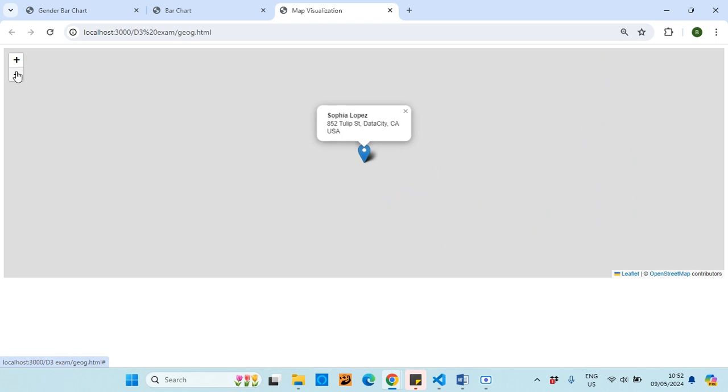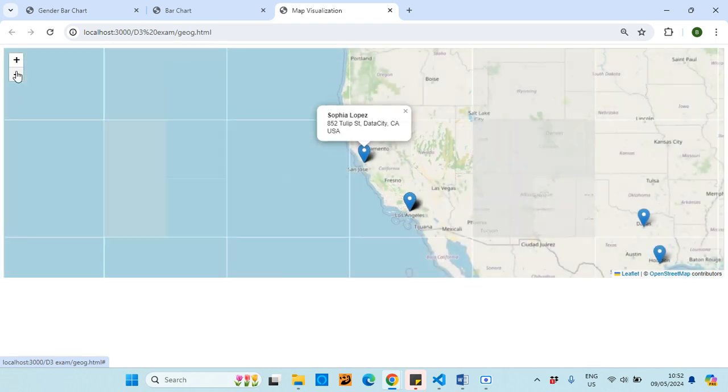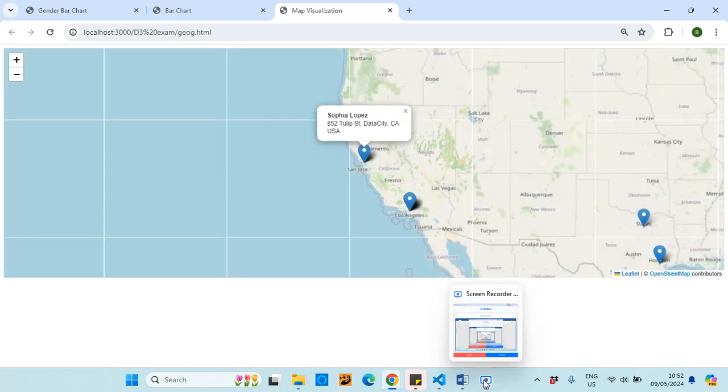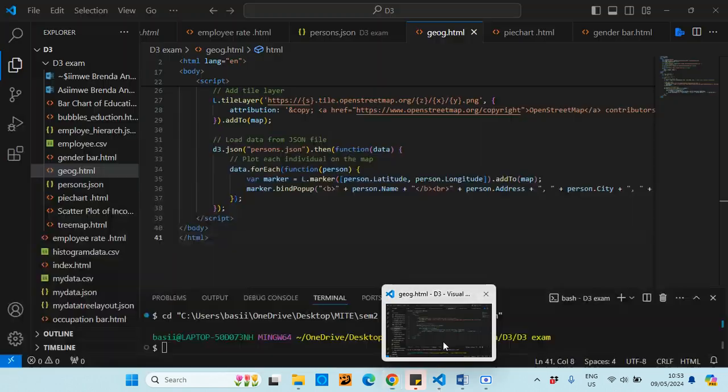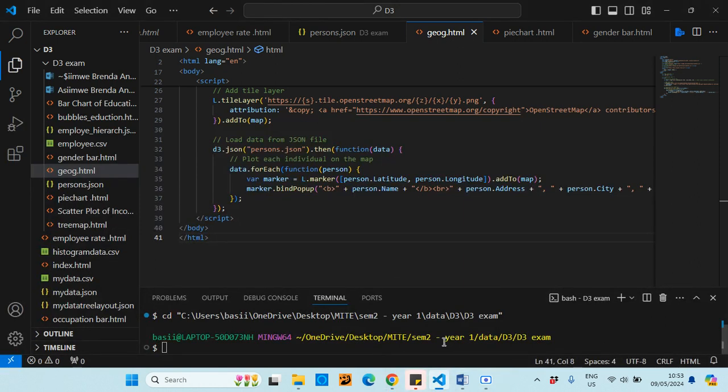It's loading a bit slowly, but as it loads, you can see there are more people in the map. Their locations are different on the map. So that is what we had for the visualization of maps.